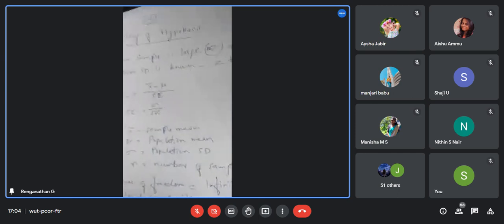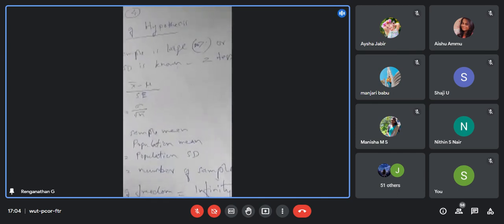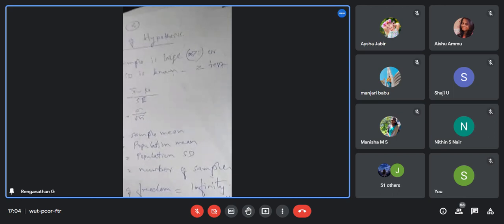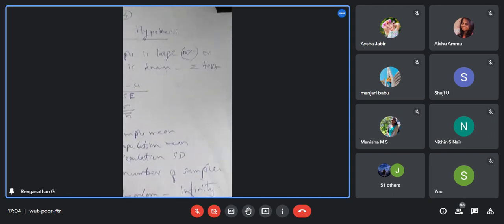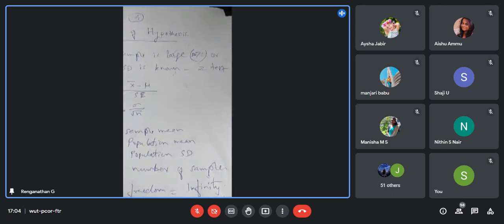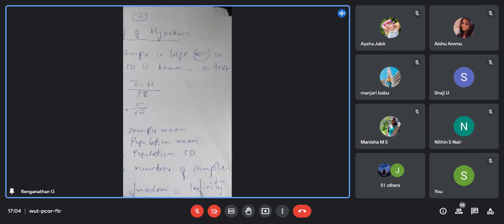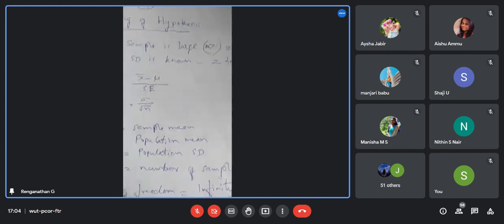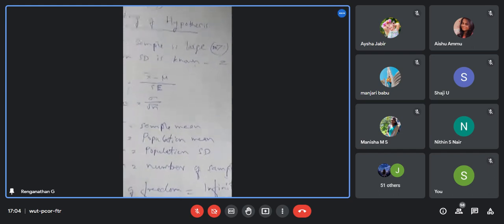When the sample is large and the population standard deviation is known, you have to use Z test. Here the number of samples is 100. It is given in your question as 100. Since it is more than 30, the sample size is large.